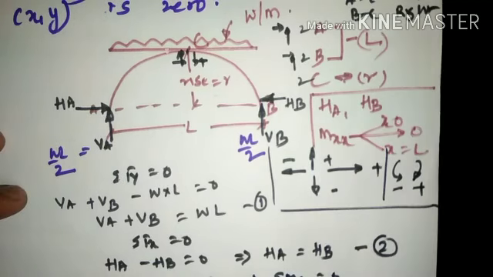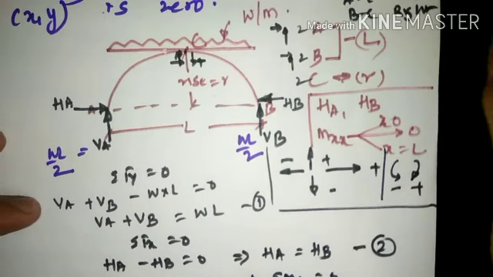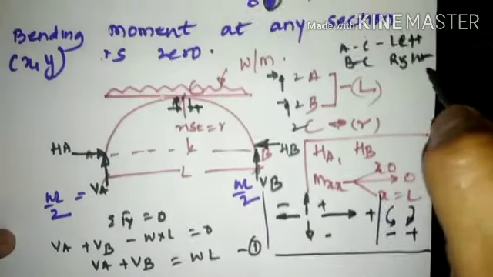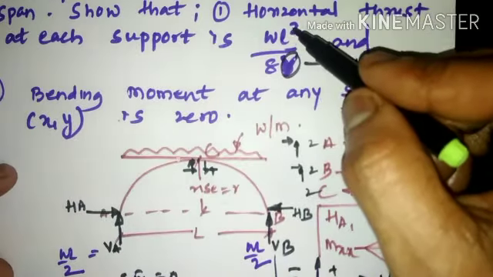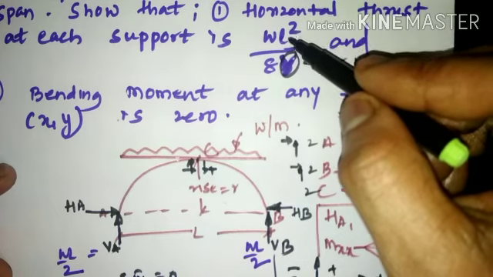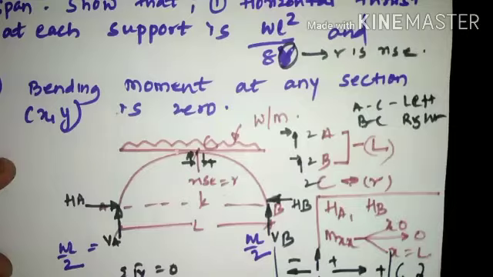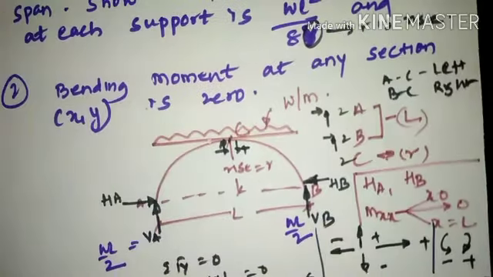Now the next task is to find out the value of HA and HB. The value of HA and HB shall be calculated and computed in such a way that the value of the horizontal thrust should come out to WL square divided by 8R. That is the unknown, or the problem in hand now.